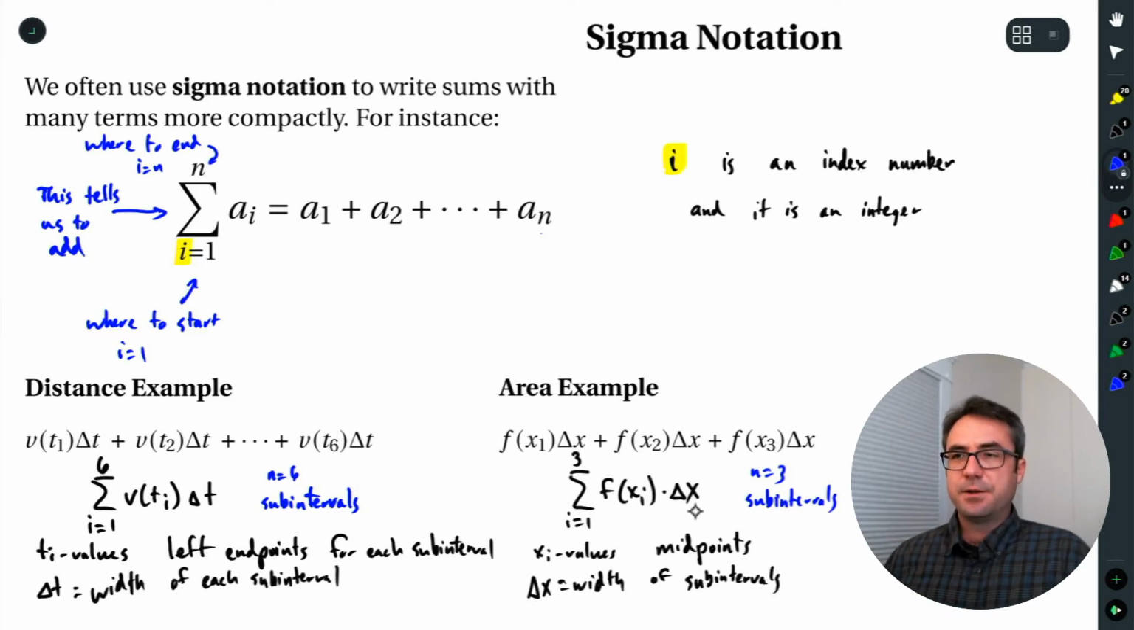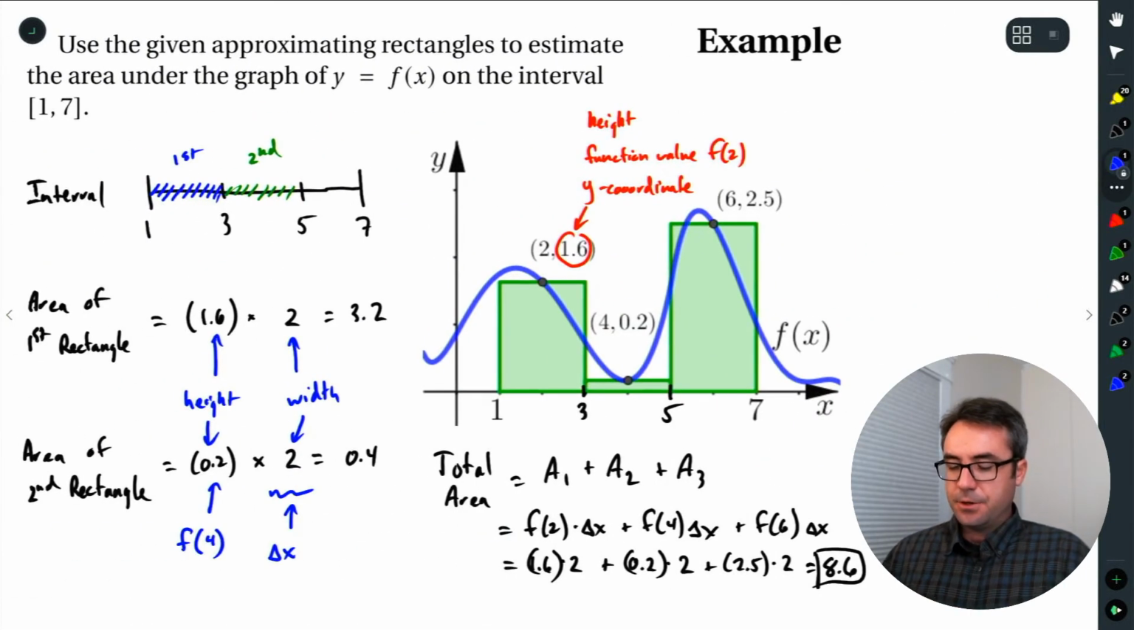So let's just go back and look at those midpoints. Here is the previous example with the 3 approximating rectangles that we did. Here was the sum written out. What were the x values that we used? Well, the first subinterval was from 1 to 3, and we used 2 as the place to get our function value.